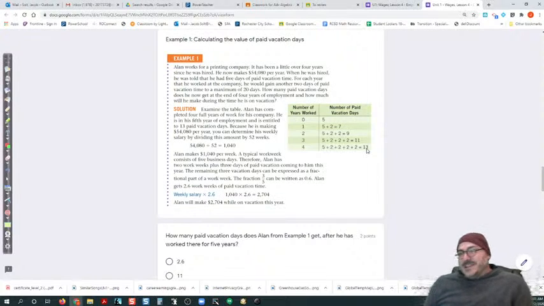Alan works for a printing company. It's been a little over 4 years since Alan was hired. Now Alan makes $54,080 per year. When Alan was hired, he was told that he had 5 days of paid vacation time, and then for each year that he worked at the company, he would gain another 2 days of paid vacation time to a maximum of 20 days. How many paid vacation days does Alan get now at the end of 4 years of employment, and how much will he make during the time he is on vacation?